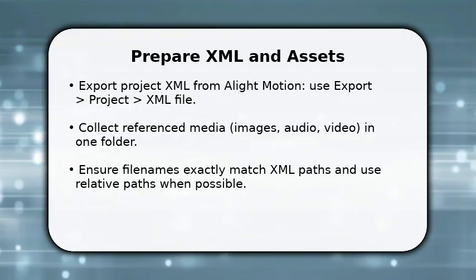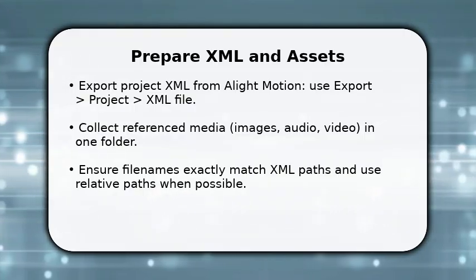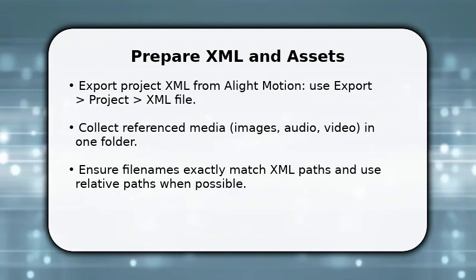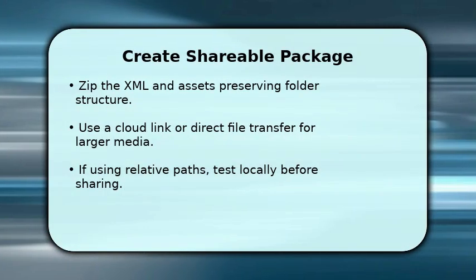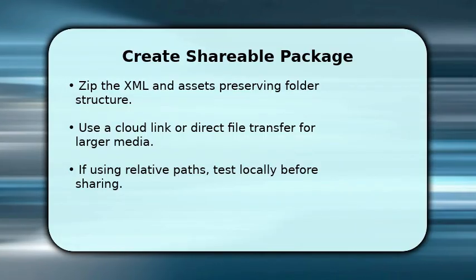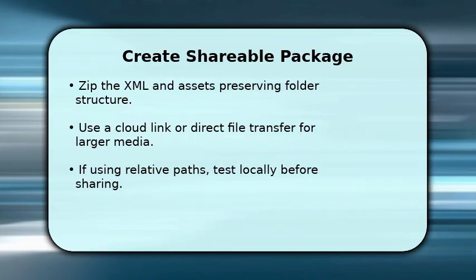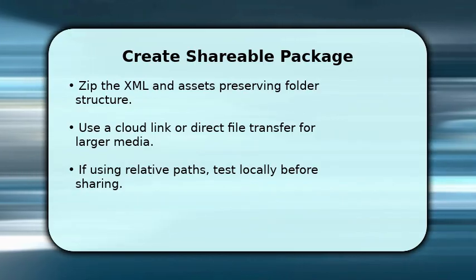Now that your XML and assets are organized, you're ready to prepare the import package. Next, create a shareable package by zipping the XML plus its asset folders while preserving the folder structure. Relative paths must stay intact. Once zipped, upload to a cloud service or transfer directly to the recipient device. If the recipient uses Android, they can extract to internal storage. On iOS, use the Files app to place files where Alight Motion can access them.